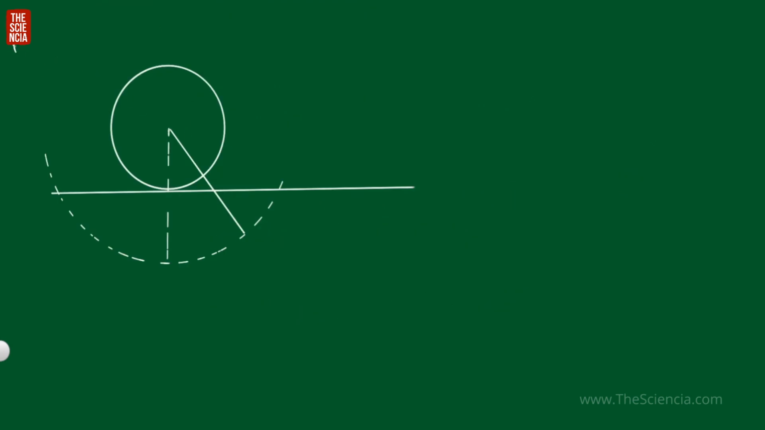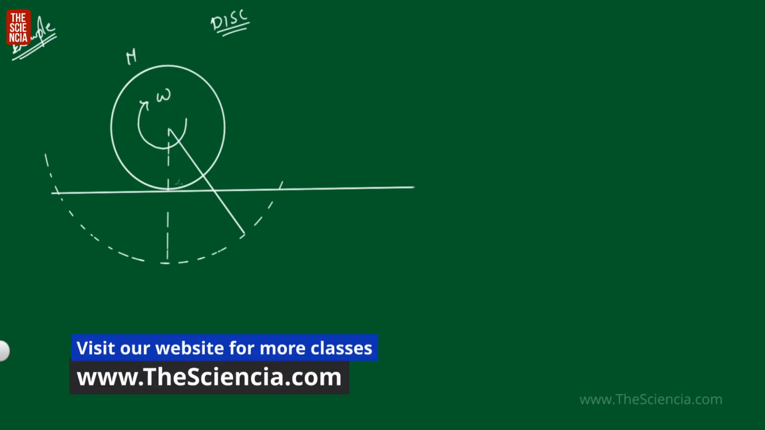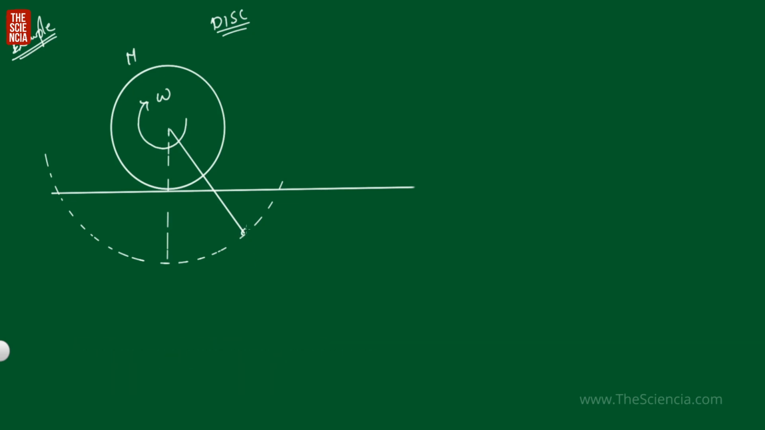Another example problem. Here one disk is there, and this disk is rotating with an angular velocity omega, and the total mass of this disk is capital M, and a bob of mass m is attached to it, its length is l, and this angle is theta. Now find out the kinetic energy, potential energy and Lagrangian. This is the question.